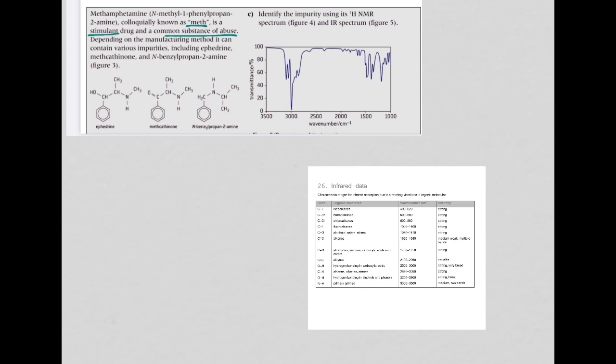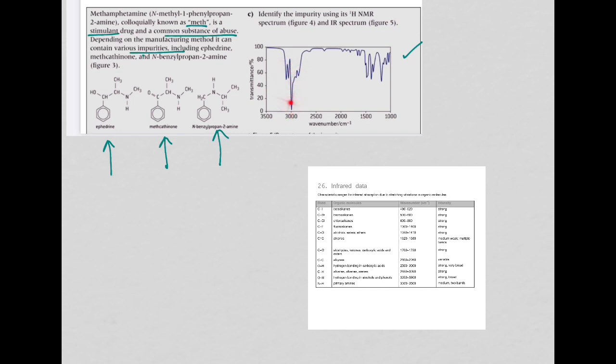And when meth is manufactured, when it's made in labs, it usually includes impurities, and some possible impurities are given here. But you're also given the IR spectrum, and from the IR spectrum you are supposed to deduce which impurity is present. Now the first thing that can be seen from the IR is you have a strong peak here.